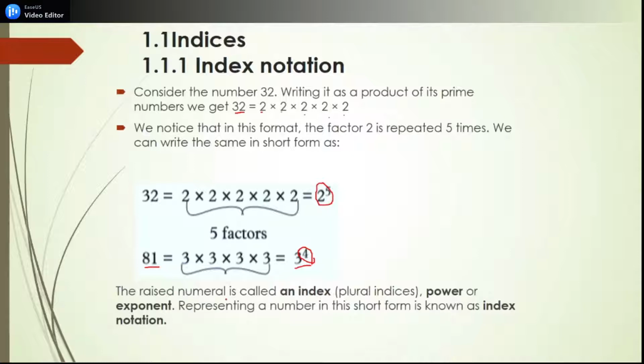The raised number is called an index. Power 4 is the index, and here 5 is the index. In plural it is indices. Indices is the power or exponent. Presenting a number in short form is known as index notation. To present a number in short form is to present a number in index notation.